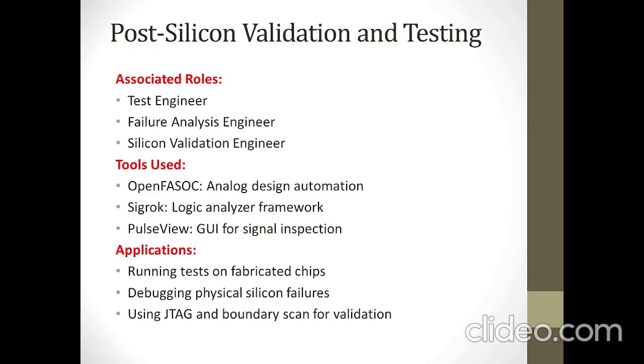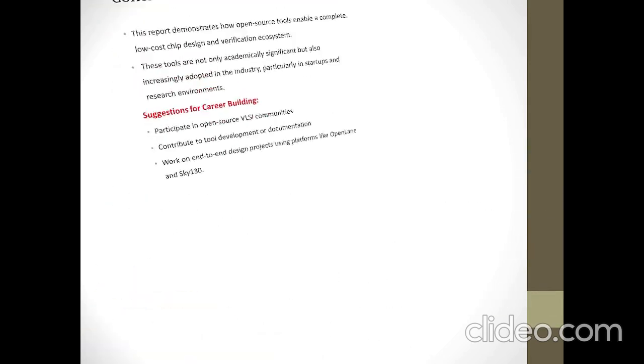Let us see about post silicon validation and testing. The associated roles are test engineer, failure analysis engineer, and silicon validation engineer. The open tools that can be used are OpenASIC, which is used for analog design automation, Sigrok, which is a logic analyzer framework, and PulseView, which is a GUI used for signal inspection. The applications related to post silicon are running tests on fabricated chips, debugging physical silicon failures, and using JTAG and boundary scan for validation. So this is about post silicon validation.